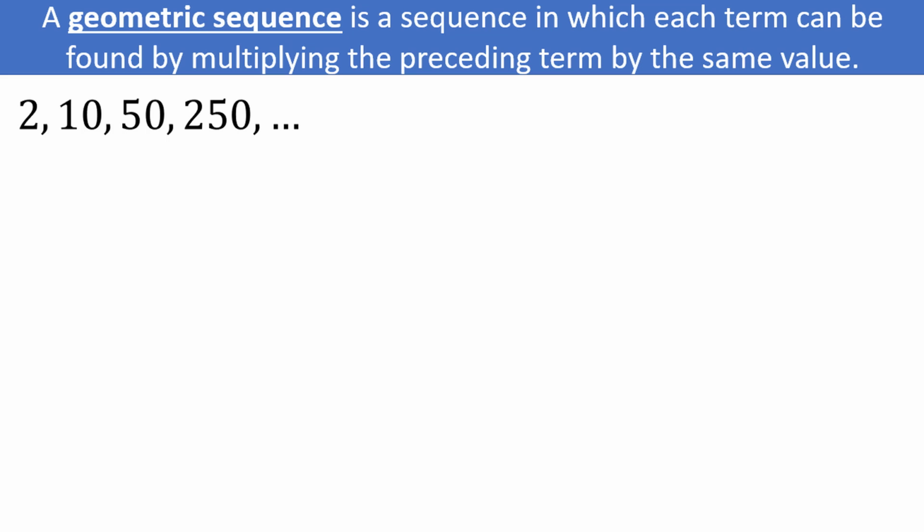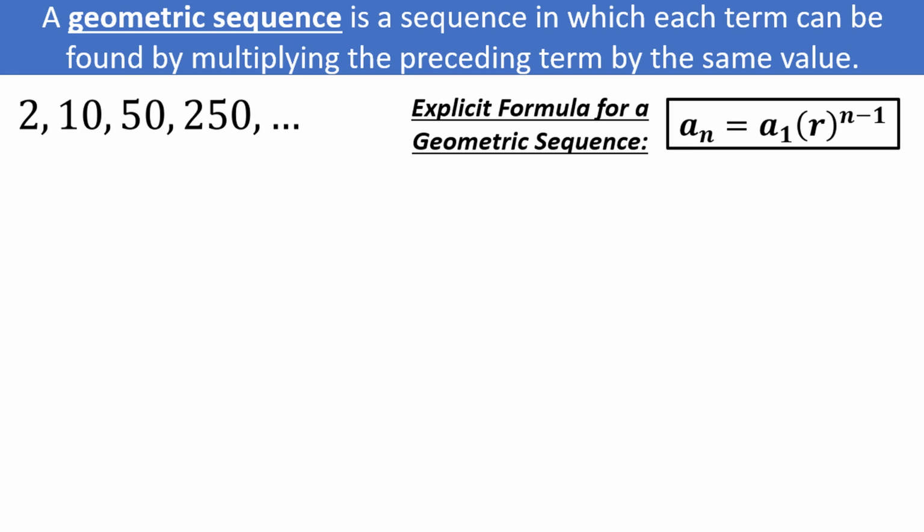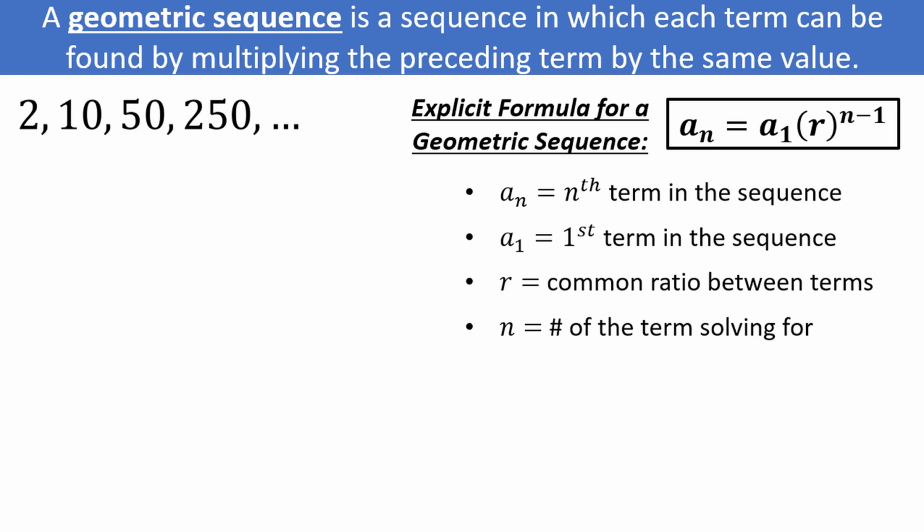In general, a geometric sequence is a sequence in which each term can be found by multiplying the preceding term by the same value. The explicit formula for a geometric sequence, which can be used to find any value in the sequence without needing to know the previous value, is a sub n is equal to a sub 1 times r to the n minus 1 power, where a sub n is the nth term in the sequence, a sub 1 is the first term in the sequence, r is the common ratio between successive terms, and n is the number of the term you want to find, which will be a variable in the formula.